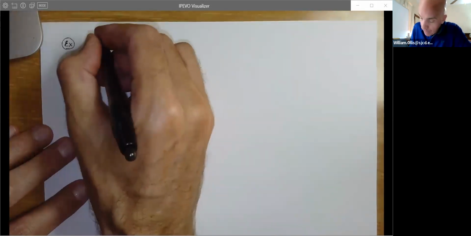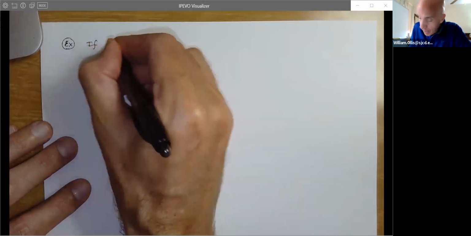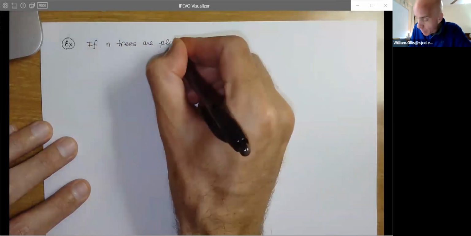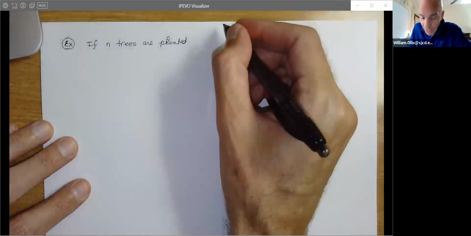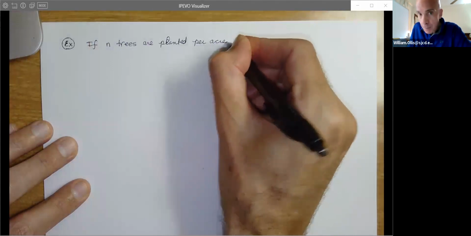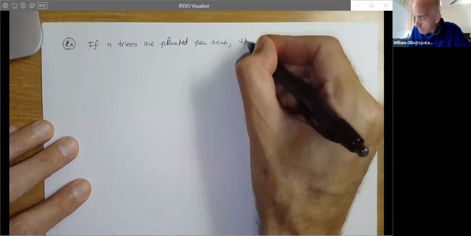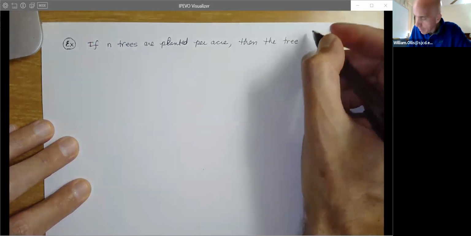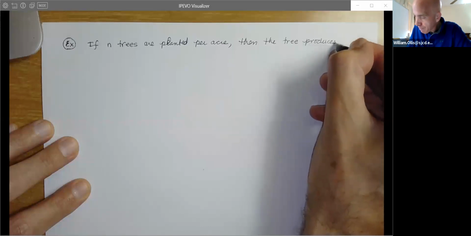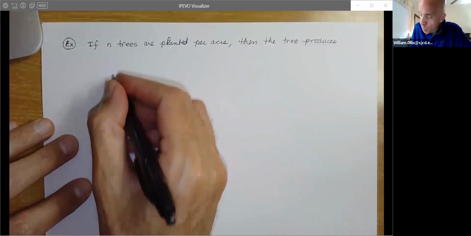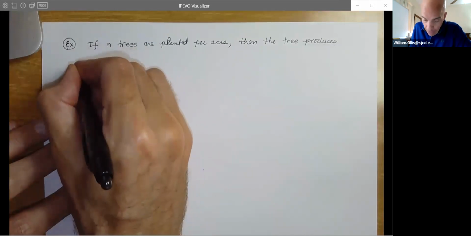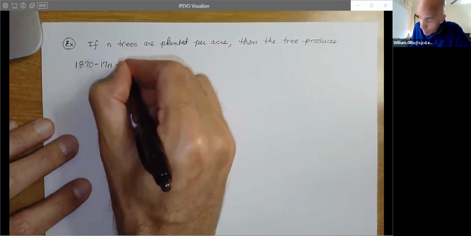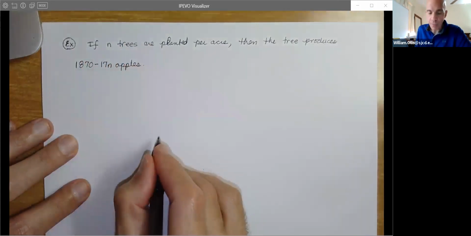Yes, so if n as a variable, n trees are planted per acre, if n trees are planted per acre, then the tree produces, that is, we're thinking about maybe an apple orchard, then the tree produces 1,870 minus 17n apples. So I could actually write this problem in a different way.